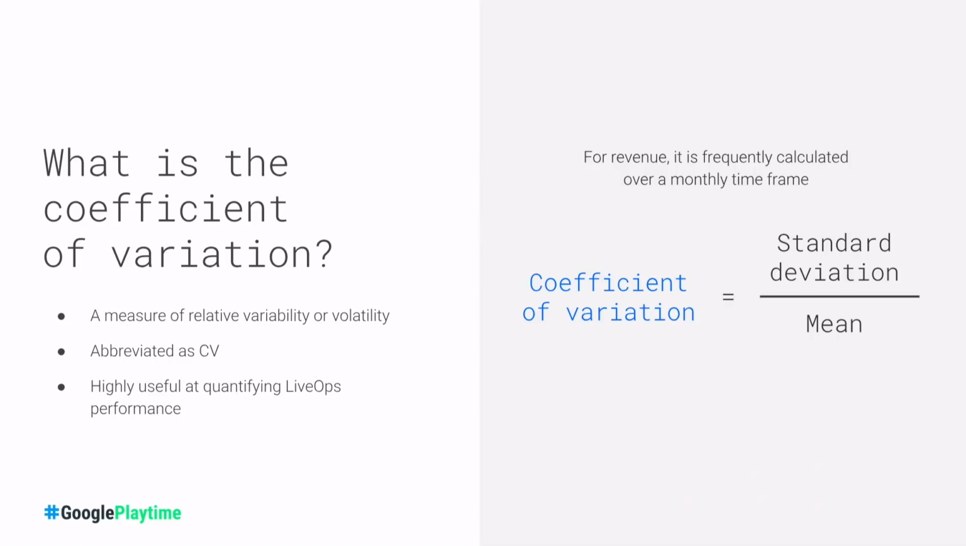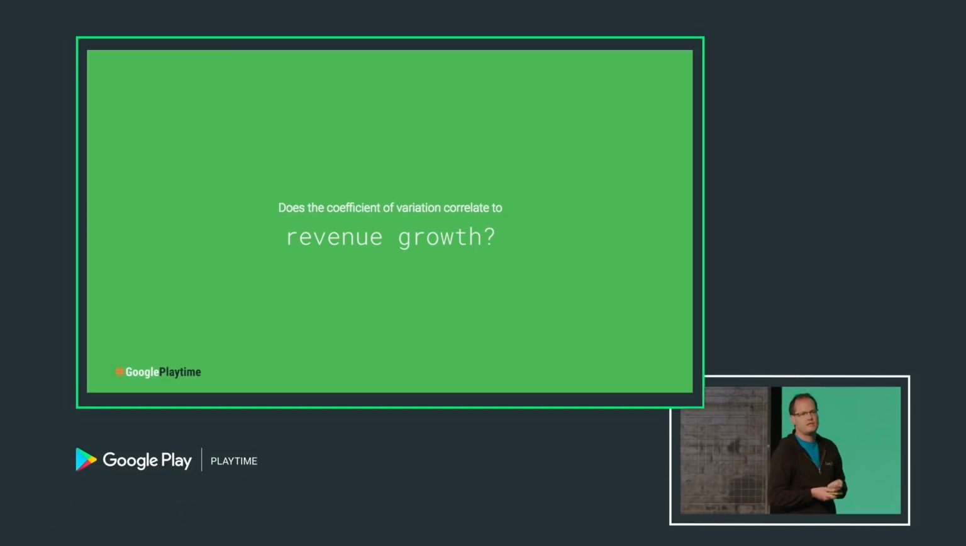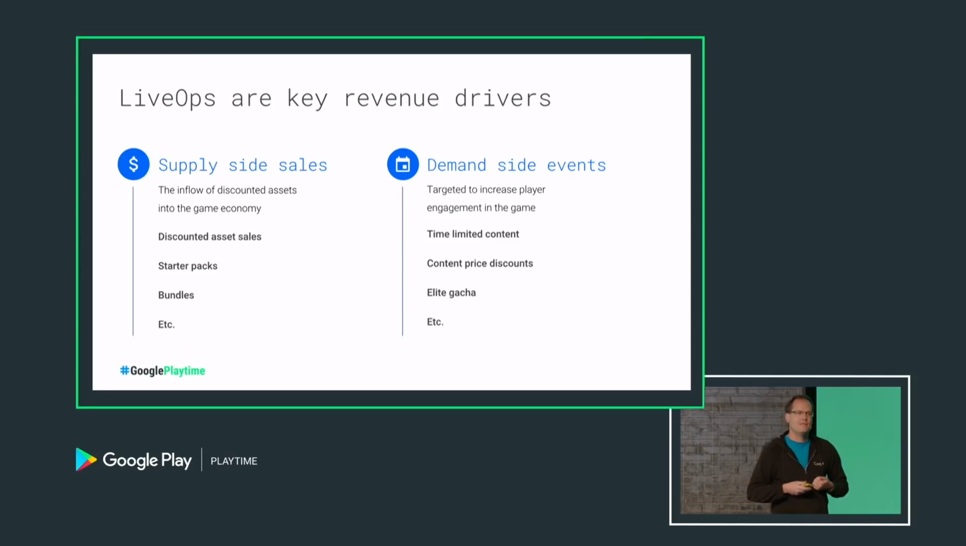And additionally, what we've actually found is that the coefficient of variation actually correlates to revenue growth. And so what I'm going to talk you through now is how you can actually use this to understand the potential for your games to grow month over month and the kind of optimizations and the values that you should be looking for.